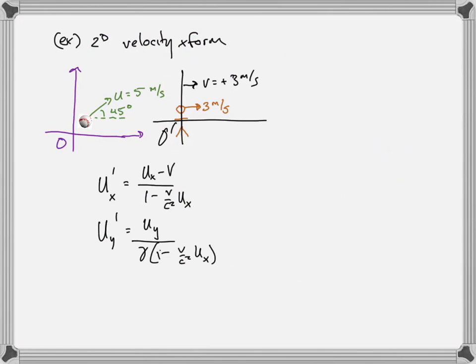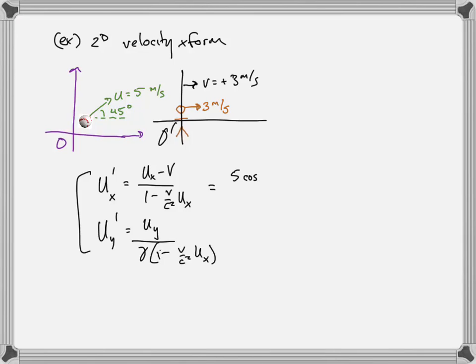So that's the velocity transform. I don't know if I asked a question, but I just wanted to know: if the velocity is 5 meters per second, 45 degrees relative to the unprimed frame, what is the velocity relative to the prime frame? So this is going to give us the velocity relative to the prime frame. So we can go ahead and plug in u sub x, right? U sub x is 5 meters per second.